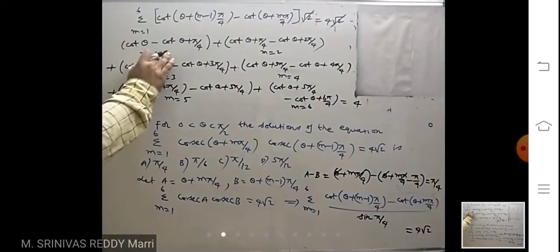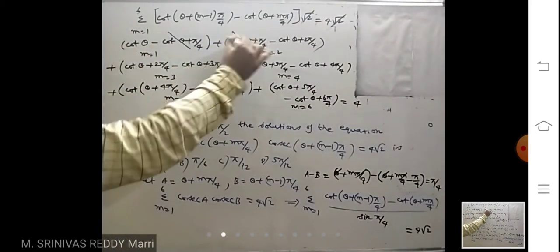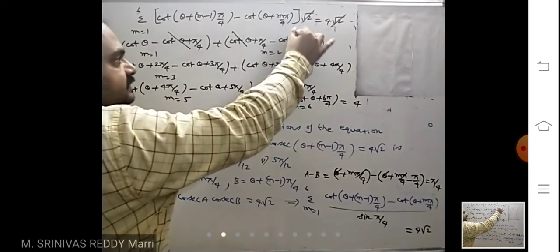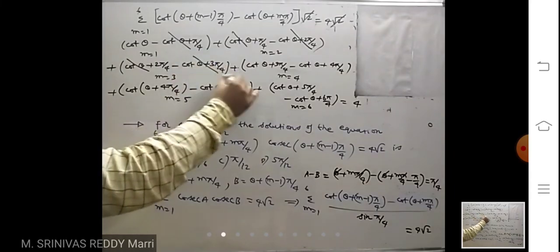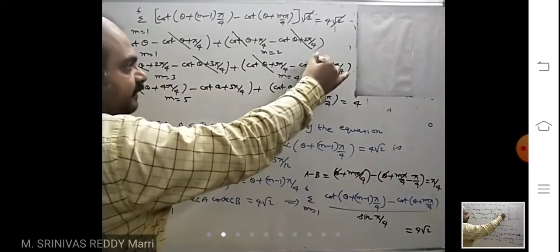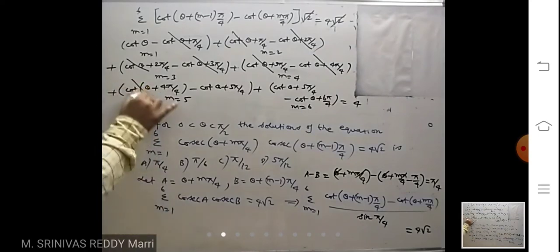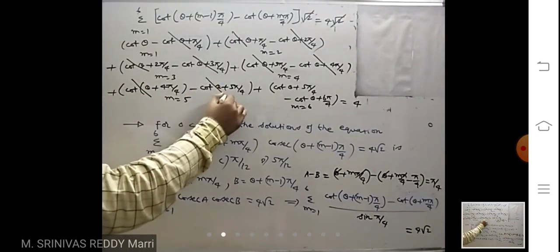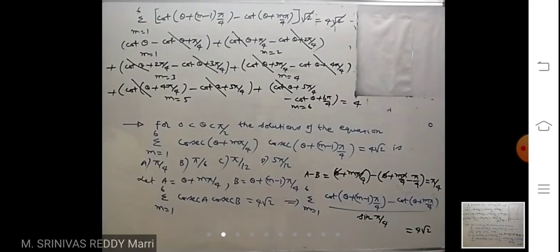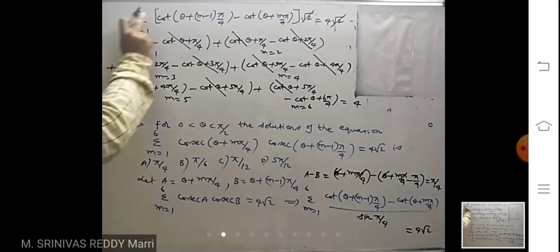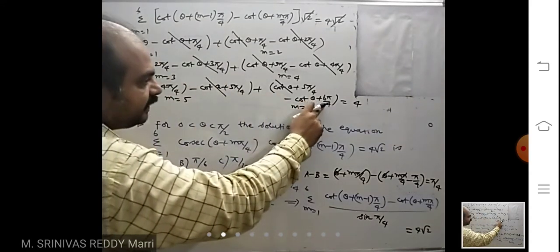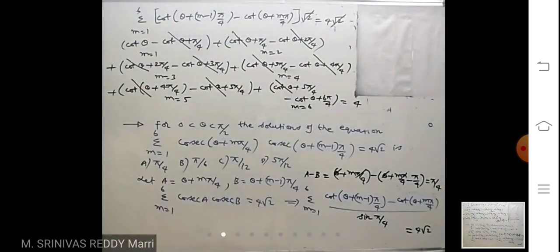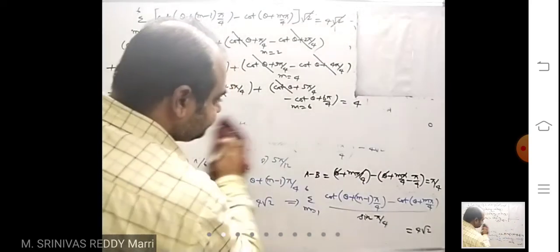Now if you look here, this term and this term get cancelled. Everything will get cancelled: cot theta plus 2 pi by 4, cot theta plus 3 pi by 4, cot theta plus 4 pi by 4, and so on. Always for these types of problems, the first term and the last term will remain. Everything else will get cancelled.